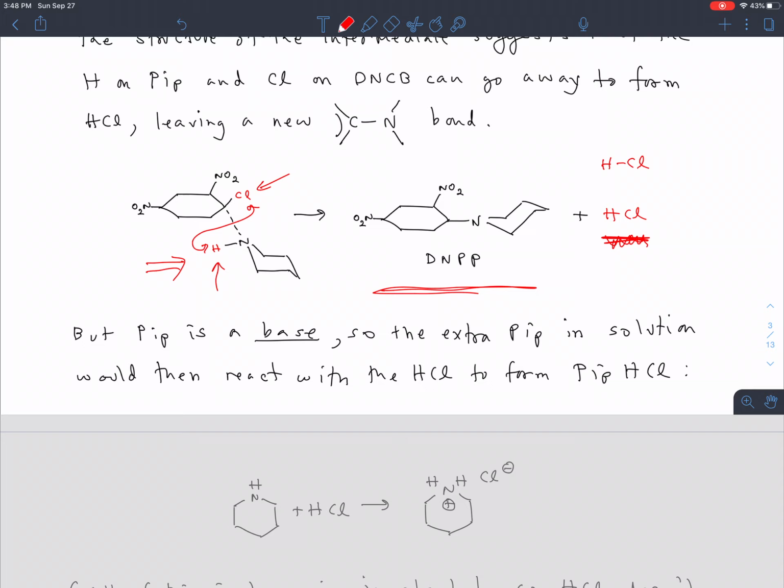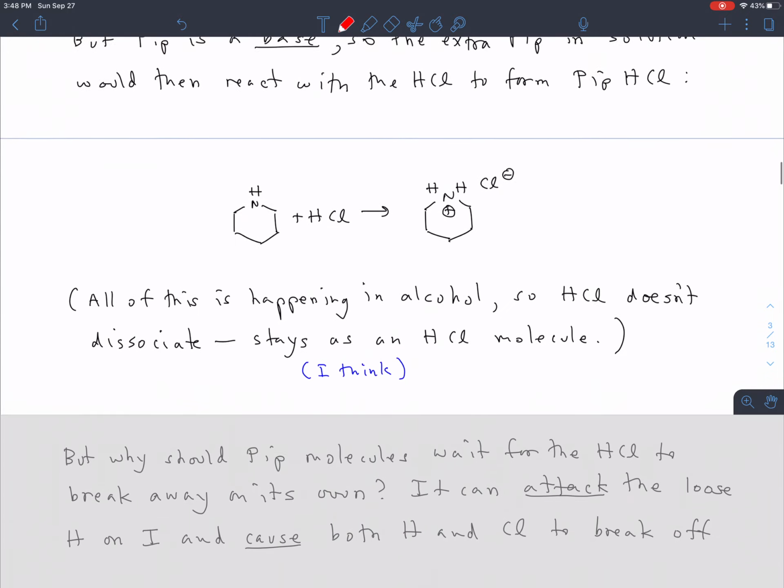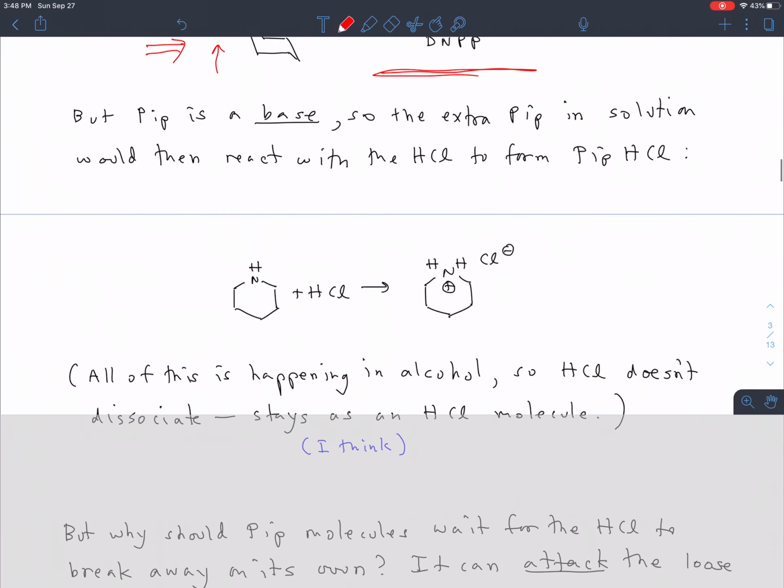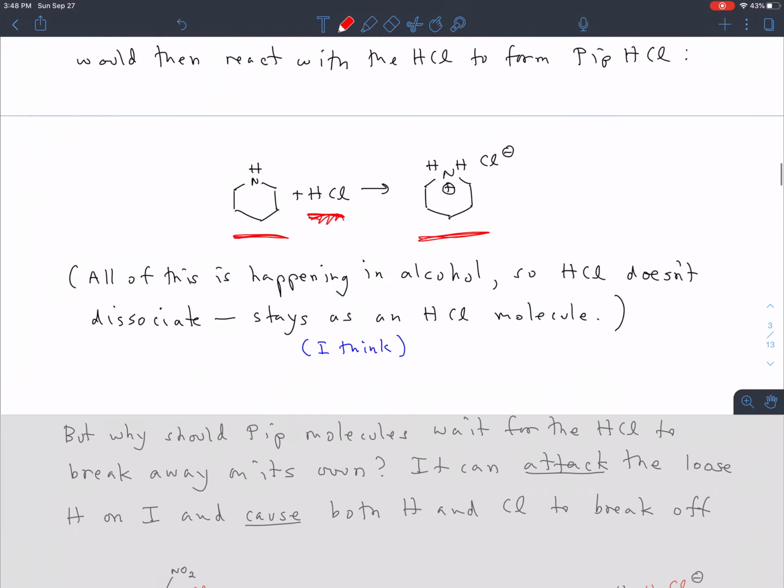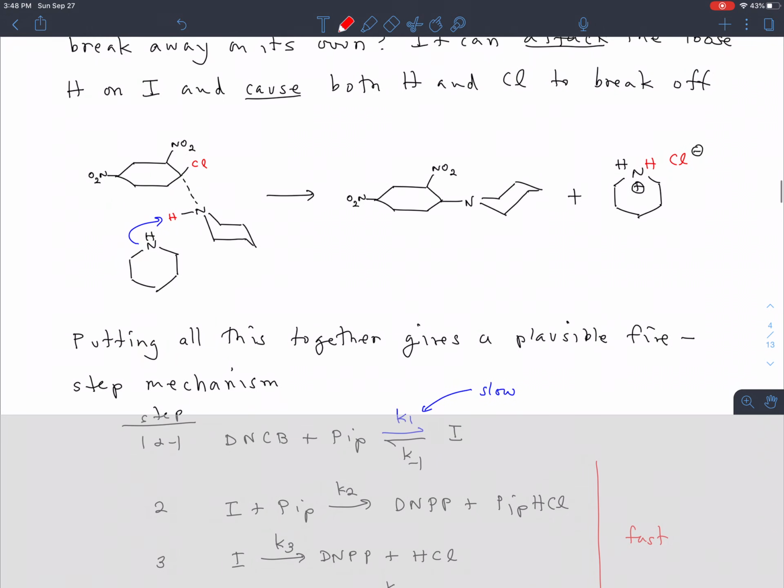So that's another route by which, this is I here, this is the intermediate, the intermediate can go away. It can reverse and go back to reactants, but it also can go forward on to products. When it goes on to form a product, it forms this HCl molecule, but also in solution there's more piperidine. Piperidine is a base. It can react with this HCl molecule and form this protonated piperidine, piperidinate, I guess you'd call it, molecule or ion. And so that's also a step in the process, and I'll come back to that.